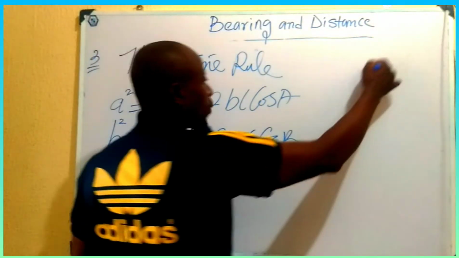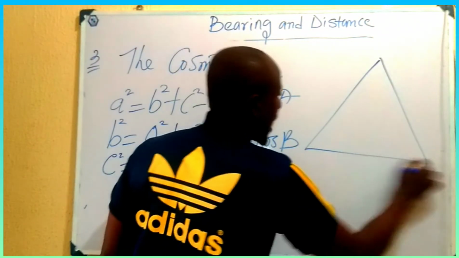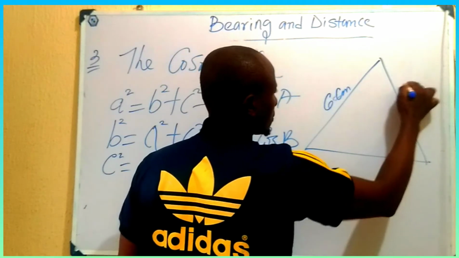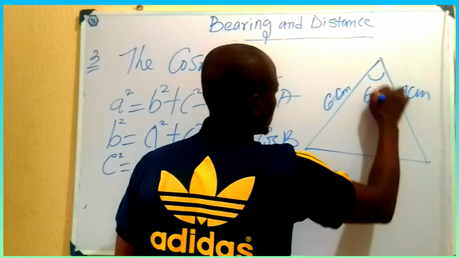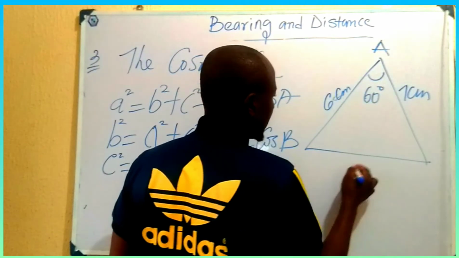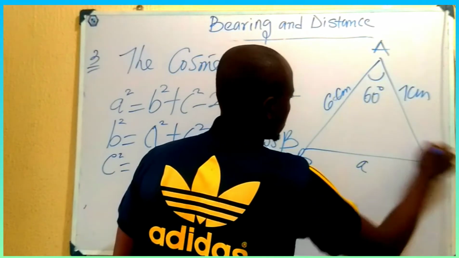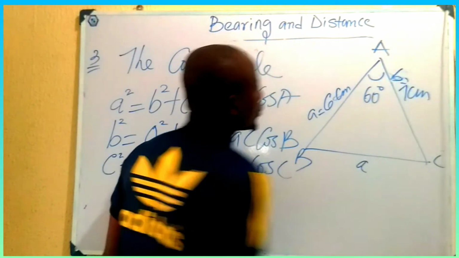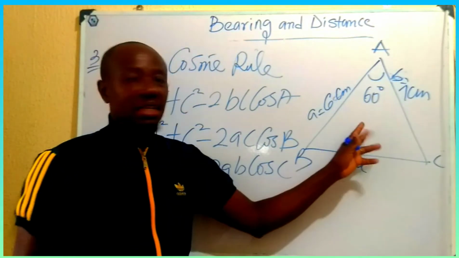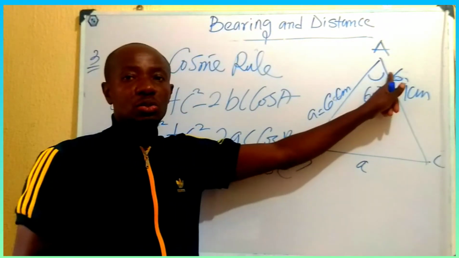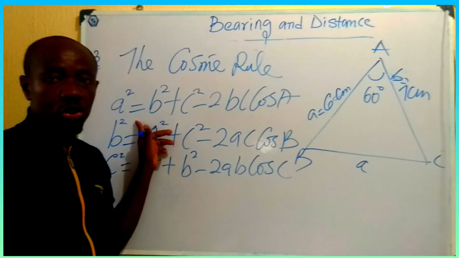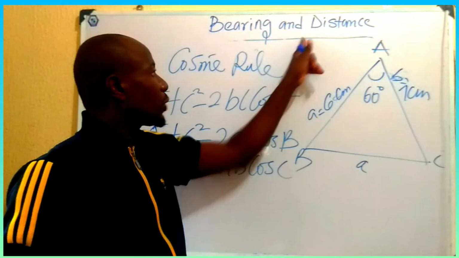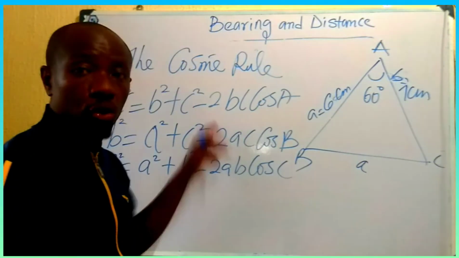So when do we use the cosine rule? You use the cosine rule when two sides and the angle between these two sides are given. Anytime you have a triangle like this where two sides and the angle between the two sides are given, you must fall back to this rule. So take note of that and understand it. That is for the cosine rule.